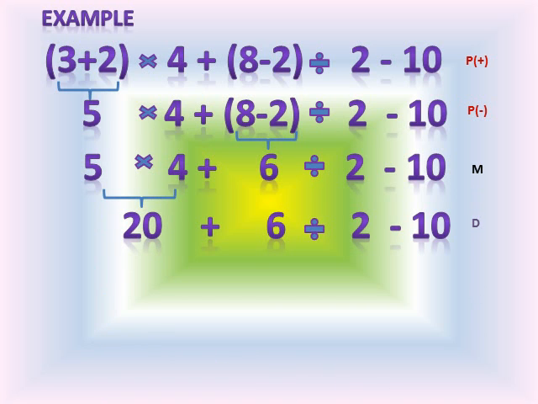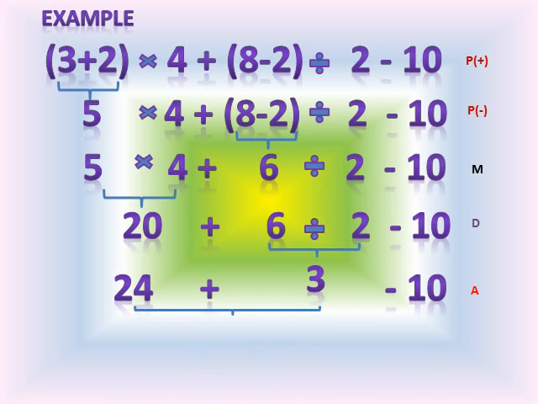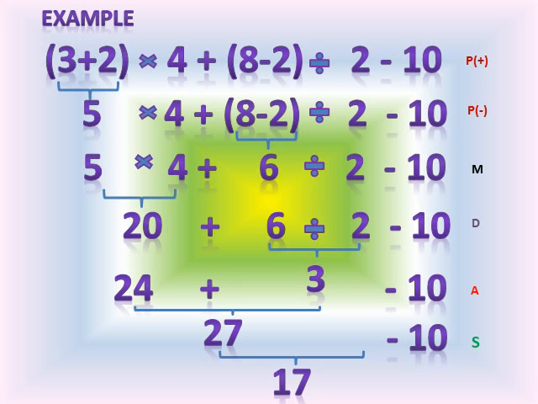Oops, I think I moved too fast. Alright, let's get that. The next one would be, after multiplication, division. And 6 and 2 can be divided. So 6 divided by 2 is 3, and let's bring down the rest. And what's next? The next one would be addition. That's 24 and 3, so you have 27, and let's bring down the rest. And then the last one, of course, is subtraction. And 27 minus 10, that's 17.